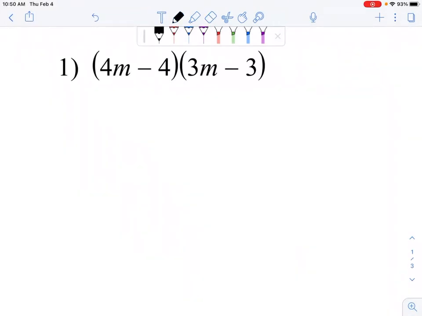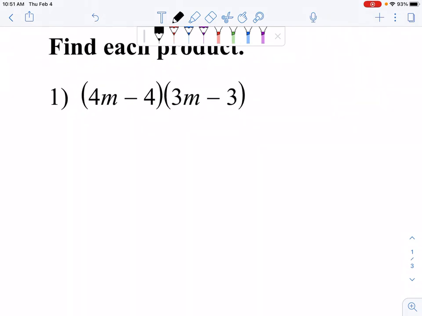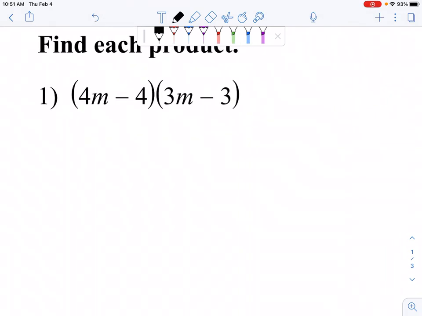Hello. We are working on 7.2. We're going to take a look at continuing multiplying groups of numbers, so using double distribution or the box method or expanded. I'm going to work through each one of these problems and show you a variety of different methods for doing these. You just pick whichever one works best for you and go with that.